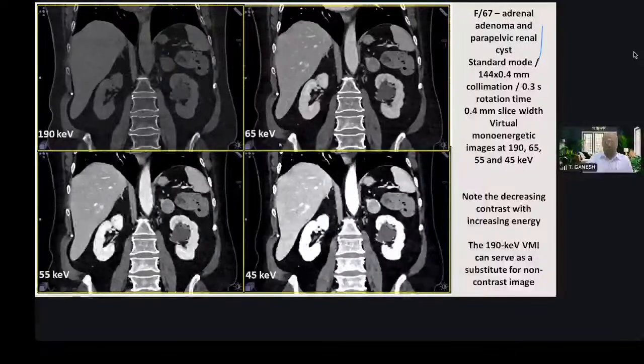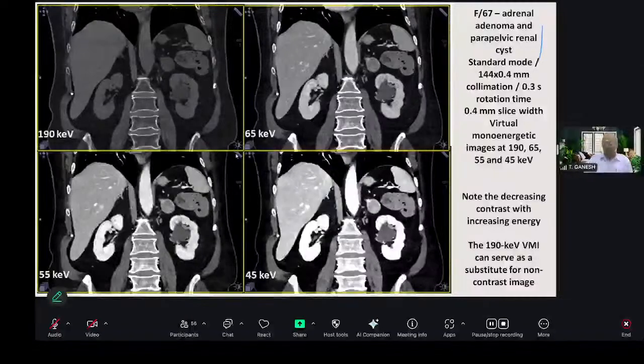Once again, you can see the differences between the 45 keV, 55, 65, 190 keV. At 190 keV, you can see that it's a non-contrast image. And here you can see the contrast image. So you have not done two imaging, but by producing these virtual monoenergetic images, you can consider this as the contrast and this as the non-contrast imaging. So two mangoes in one stone.